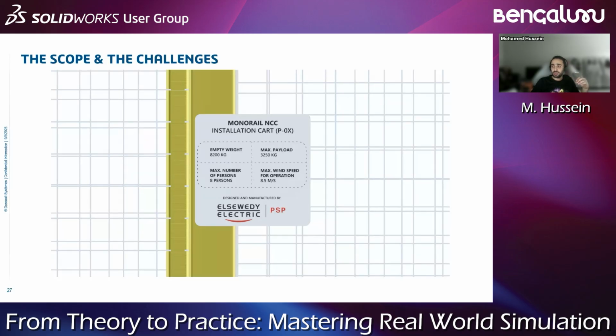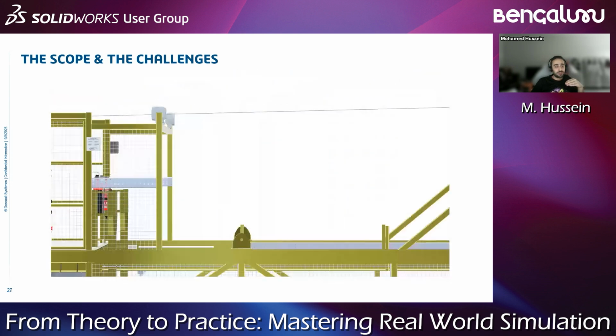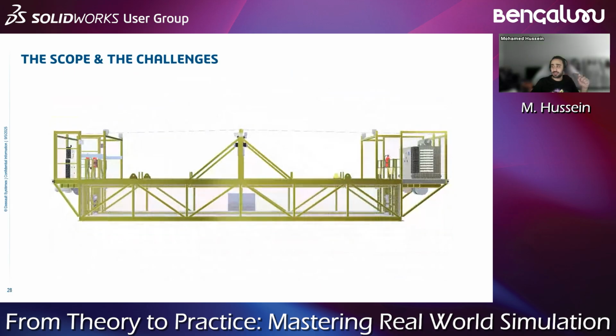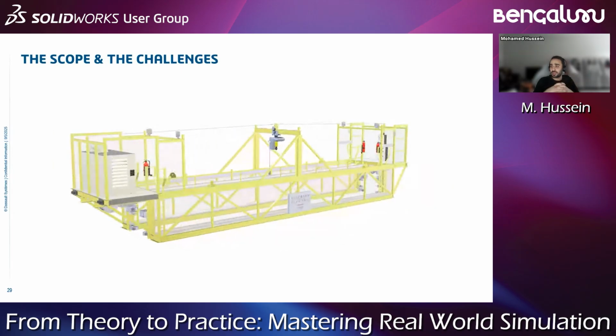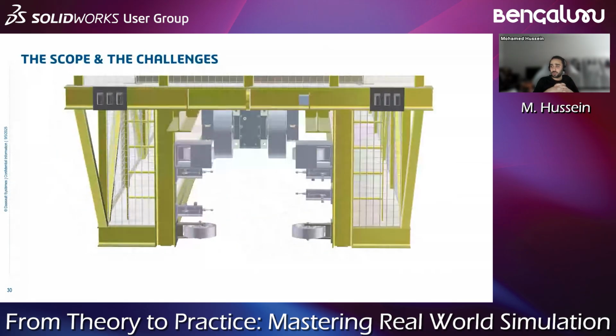This long cart has an empty weight of more than 8,000 kilograms, and it can withstand up to 3,000 kilograms with 8 workers and the same maximum wind speed for operation. The length of this car is 16 meters. It is driven by 2 electric motors, and we have special side wheels. These side wheels are specially designed to withstand and guide these cars during curves.